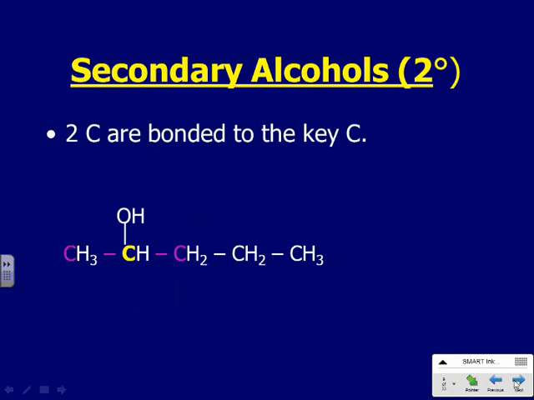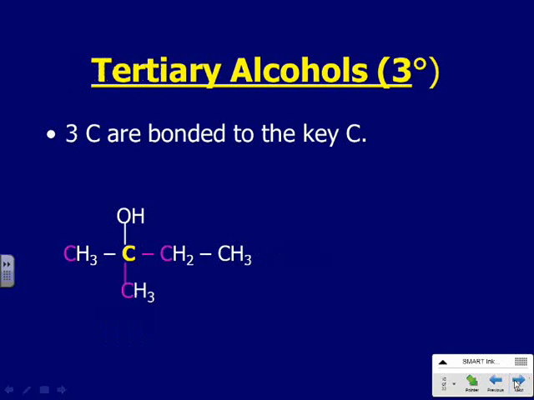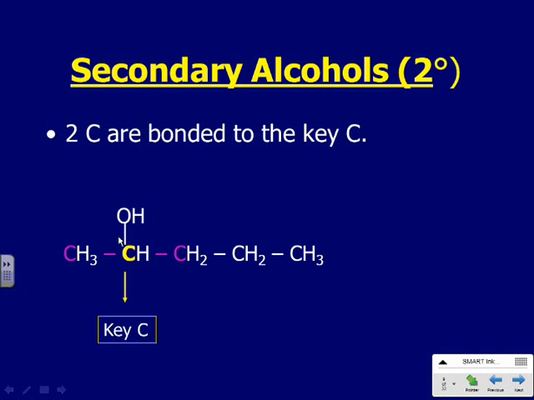All right? Let's take a look at secondary alcohols. So again, if we locate the OH, and then we locate the carbon that it is bonded to, the key carbon, and we then take a look at how many carbons that key carbon is bonded to. You'll notice in this case, the key carbon is bonded to 1 and 2 carbons. So 2 carbons are bonded to the key carbon. That makes it a secondary alcohol or second degree alcohol.